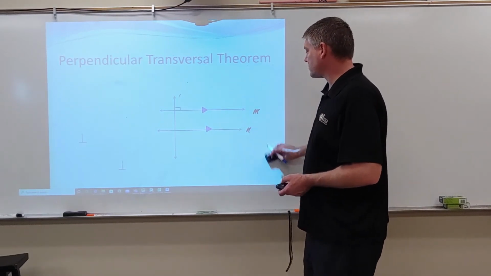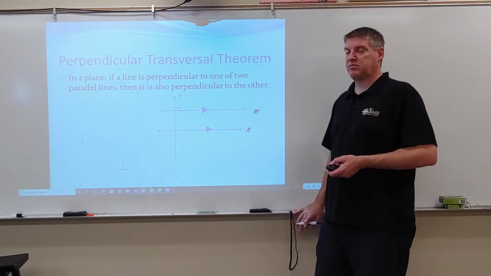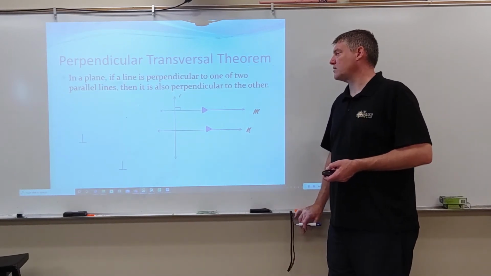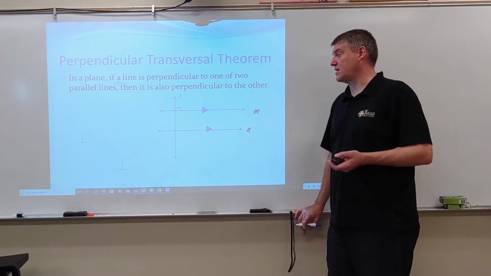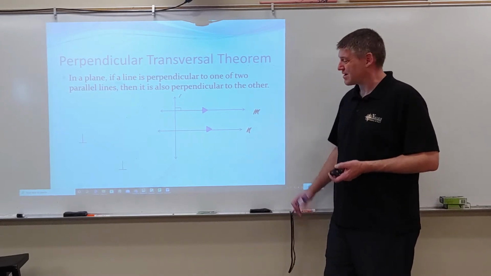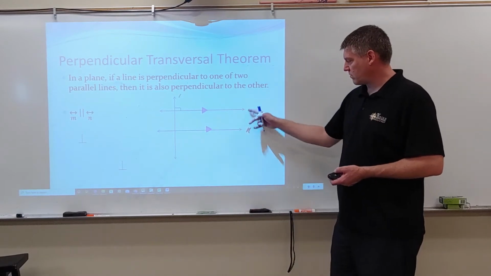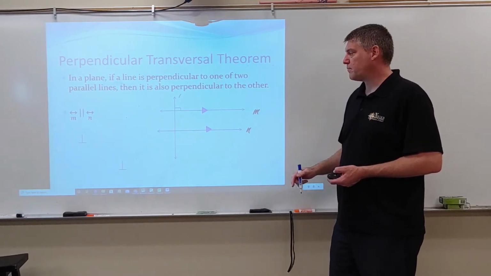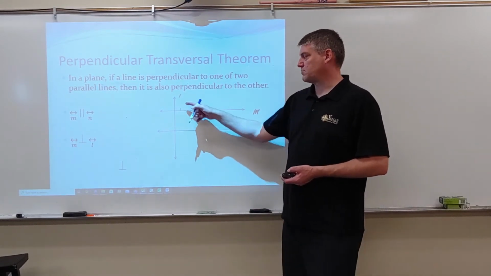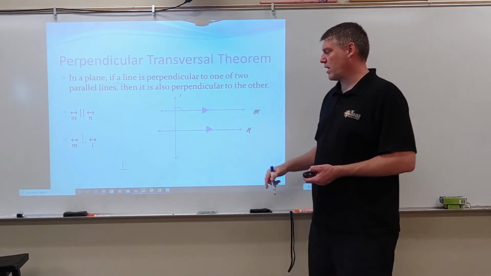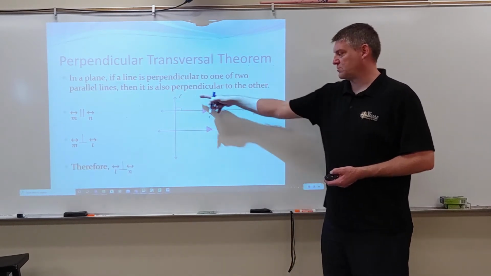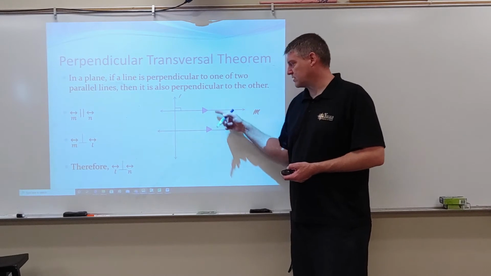Perpendicular transversal theorem: in a plane, if a line is perpendicular to one of two parallel lines, then it is also perpendicular to the other, which kind of makes sense, right? So if I know these two are parallel, and I know M is perpendicular to L, now I also know that L is perpendicular to N, right, because these are parallel.